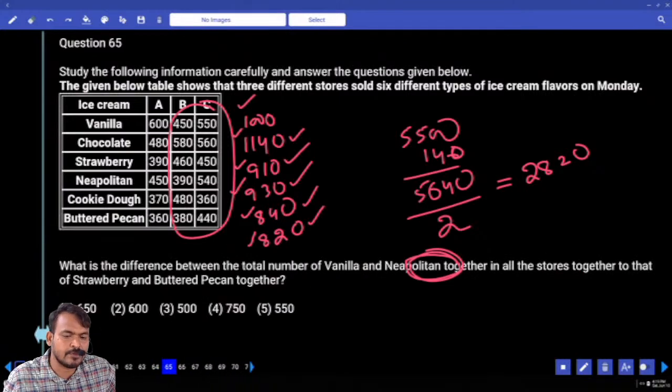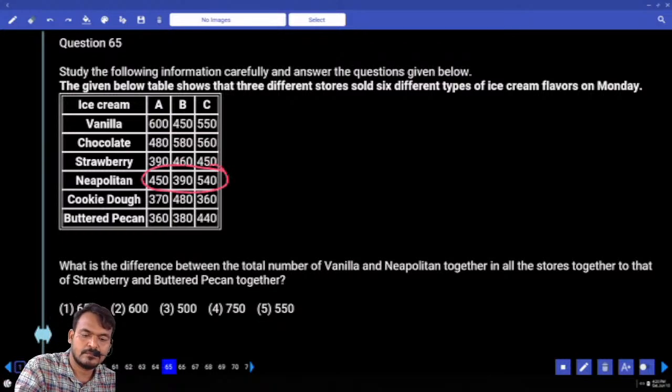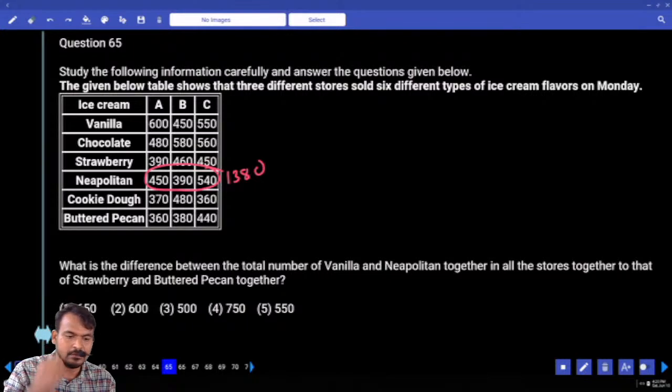Next question number 65. What is the difference between the total number of vanilla and Neapolitan together in all the stores to that of strawberry and buttered pecan together? Vanilla, Neapolitan together in all the stores. What is the Neapolitan total value? 450 plus 390, 840 plus 540, 1380. Next, vanilla, 600 plus 550 plus 550, total it is 1600.